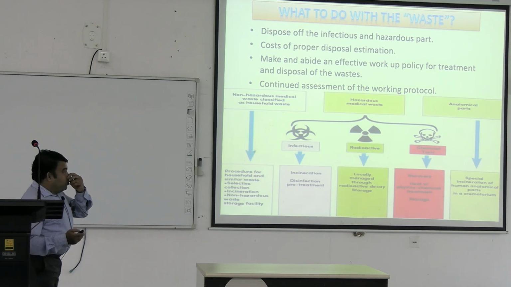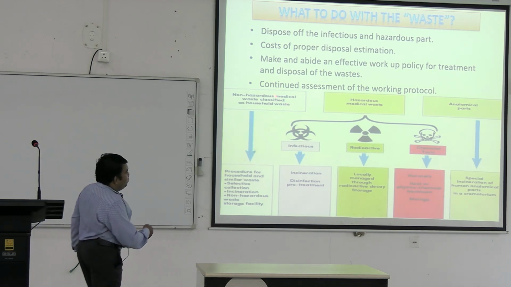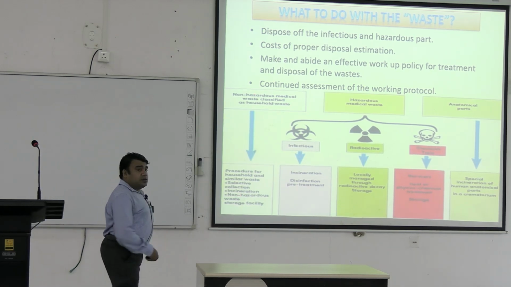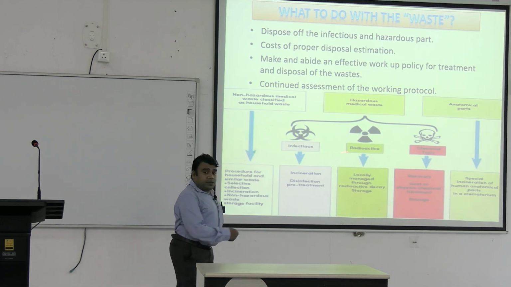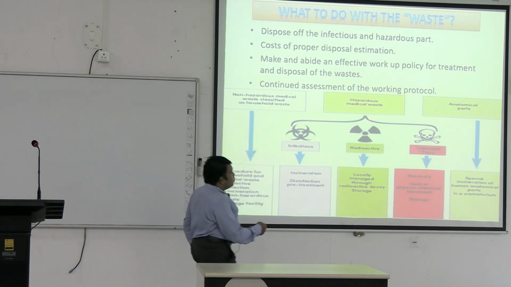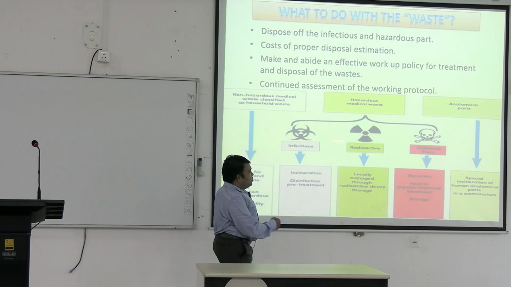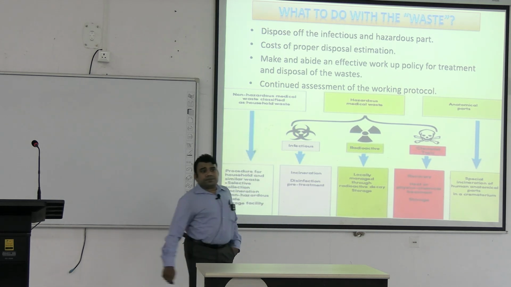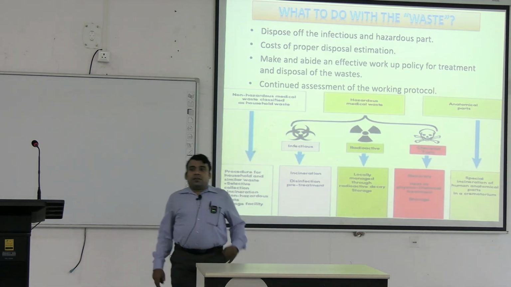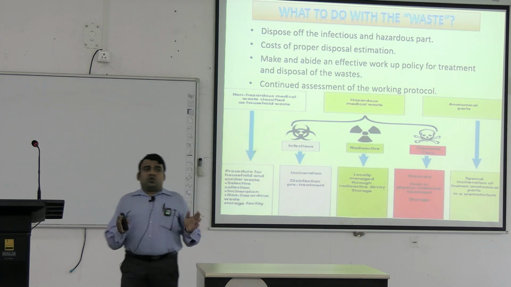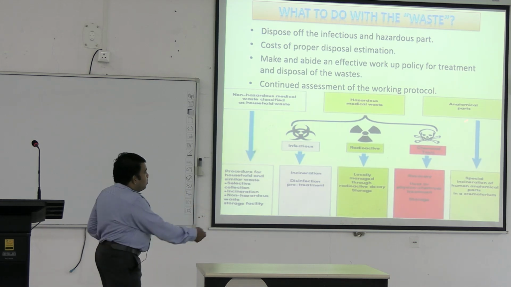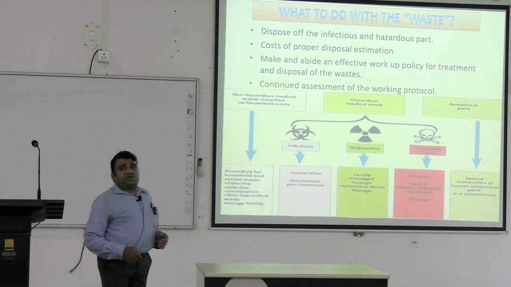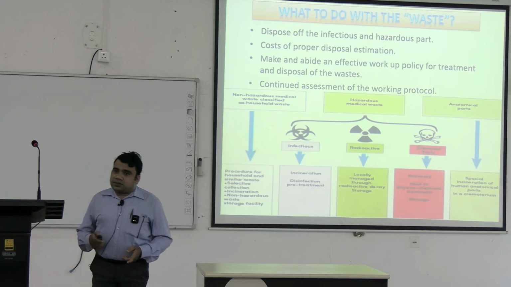So, what we need to do is treat the non-hazardous waste separately and hazardous waste separately. Among the hazardous, we need to segregate into infectious, radioactive, and chemical waste. If we do that, the main problem is solved. If we do not segregate, what will happen? Our whole waste will become infectious. Whole waste will become hazardous.